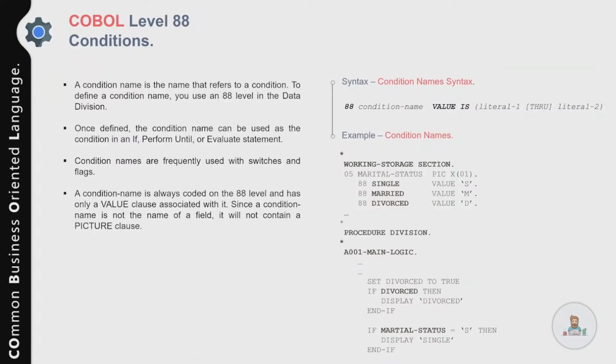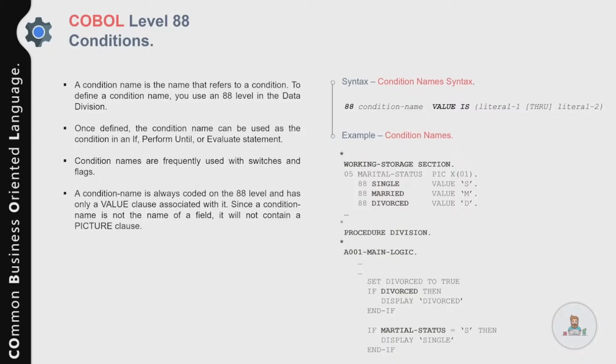Now let's talk about our example. In the following example, we have defined a variable, marital status, with a length of 1 and the data type is alphanumeric. The three possible values of this variable are S, M and D. S denotes single, M denotes married and D denotes divorced. All these three condition names are defined at level 88, and we're going to use them directly instead of using the marital status variable in our logic.